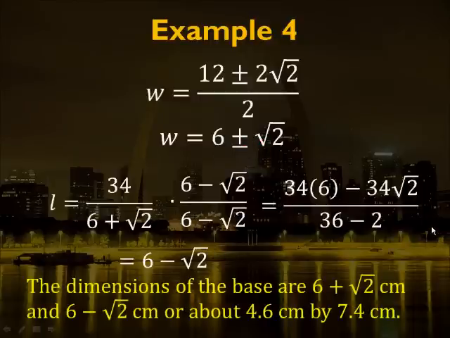So, the dimensions of the base are 6 plus radical 2 centimeters and 6 minus radical 2 centimeters, or about 4.6 by 7.4 centimeters. So, with these word problems, a lot of them are going to involve some substitution, and you're going to end up with some quadratic equation. Now, you could have substituted a different way in this. You could have said L equals 24 minus W and plugged that into the other equation. You would have ended up in the same place.